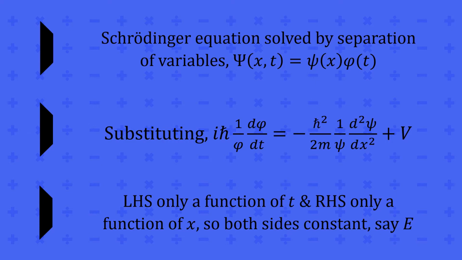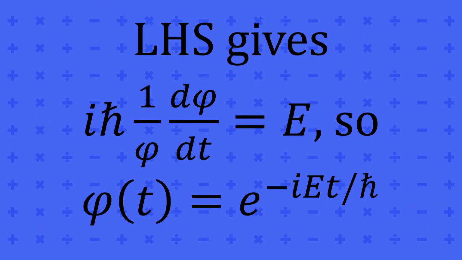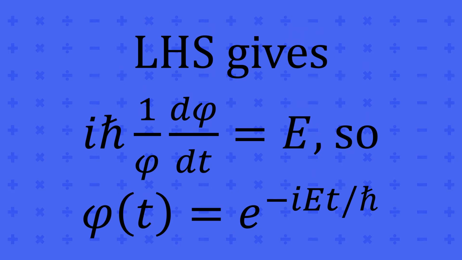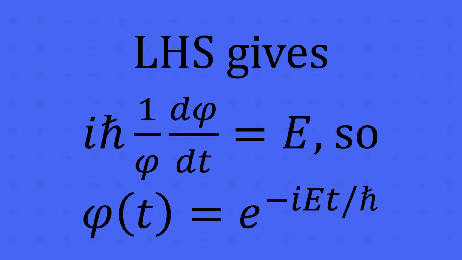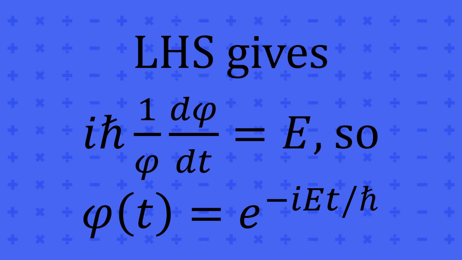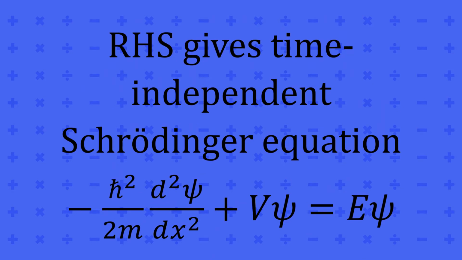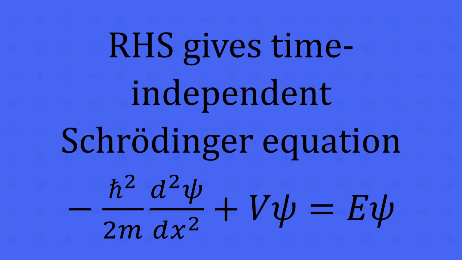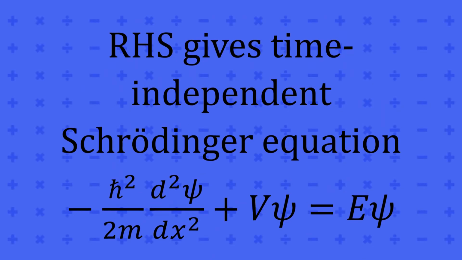The left-hand side is only a function of t, the right-hand side is only a function of x, so both sides must be equal to a constant, which we call E because it represents the energy. The left-hand side gives this equation here, which can be solved to show that phi of t is equal to e to the minus i E t over h bar. The right-hand side of the equation gives the time-independent Schrödinger equation.